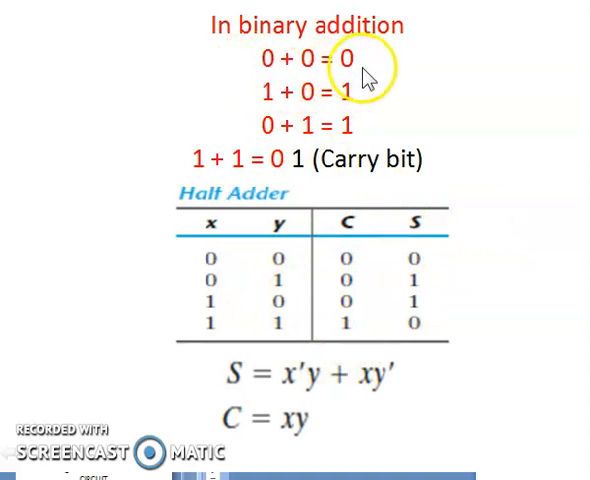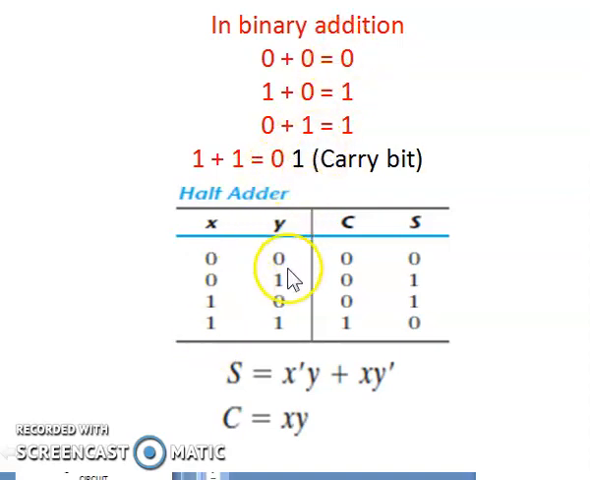In binary addition, 0 plus 0 is 0. 1 plus 0 is 1. 0 plus 1 is 1. And when you add two ones, you will get sum as 0 with a carry 1.